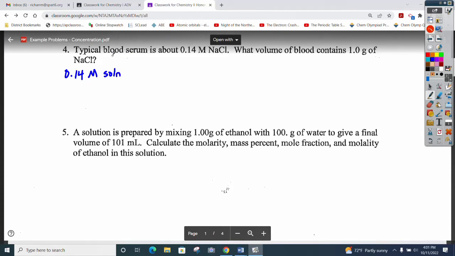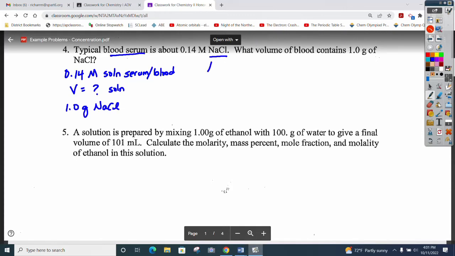So blood serum contains this much sodium chloride. So the solution itself is the blood serum, or you could just call it blood if that makes you feel better, okay? So what volume of blood, what volume of my solution, contains 1.0 grams of NaCl?